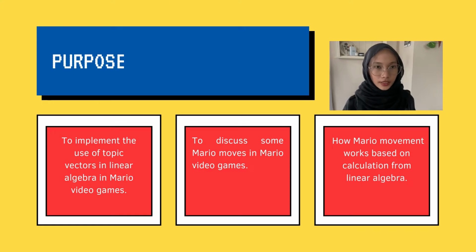The purpose of this case study is first to implement the use of the topic of vectors in linear algebra in Mario games. Second is to discuss some Mario moves and to know how Mario's movement works based on calculations from linear algebra.